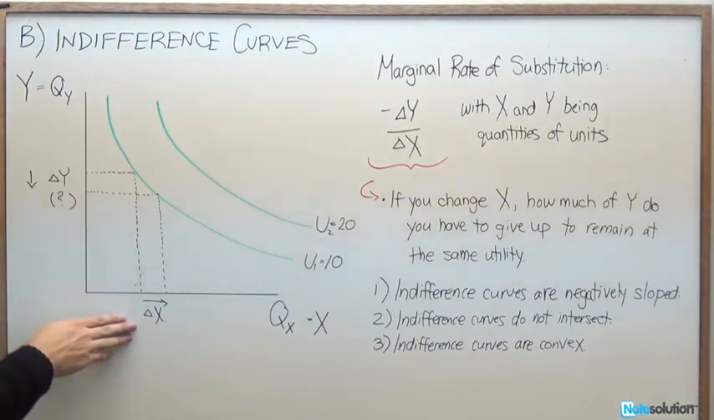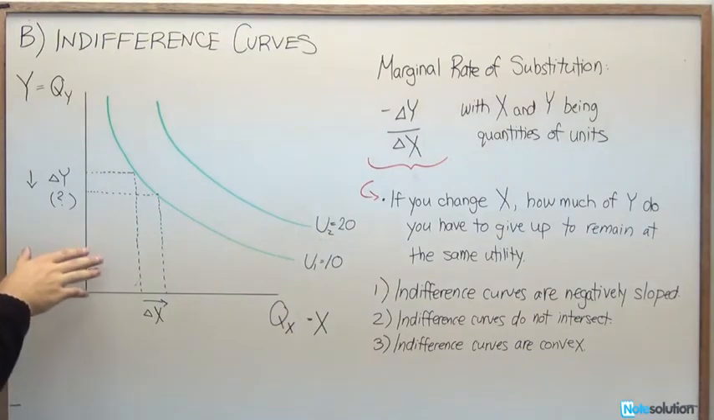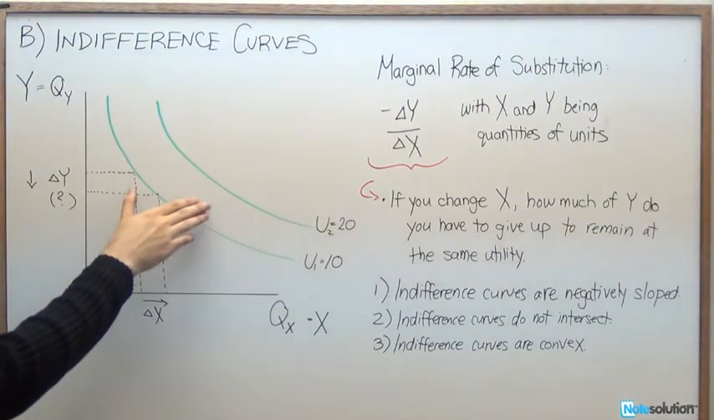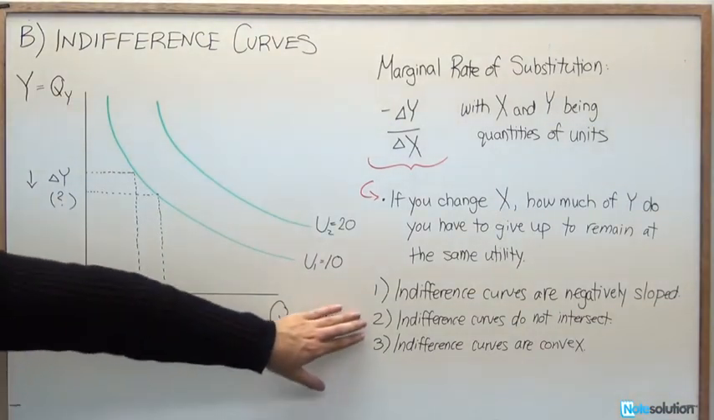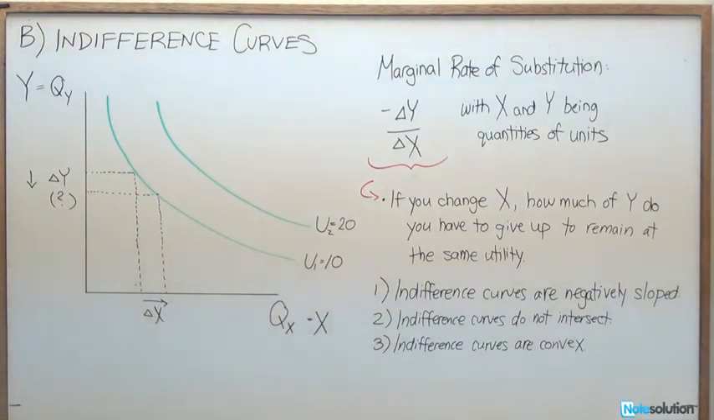Now, if instead what were to happen, we were to have an increase in our income, then we'd be able to buy more of both goods. And that could be taking us from this indifference curve here to this one up here. We're going to get into those details a little later on. First, before we continue, I want to look at some of the properties of indifference curves. So you'll know them when you see them.